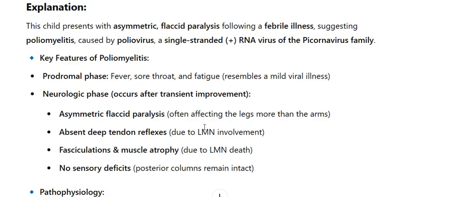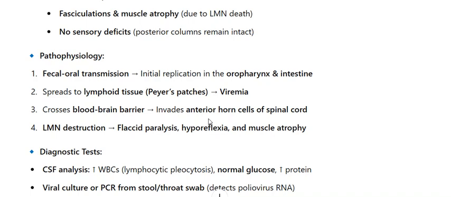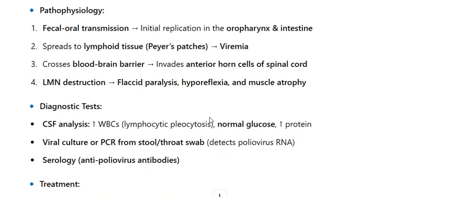Pathophysiology. 1. Fecal-oral transmission, with initial replication in the oropharynx and intestine. 2. Spreads to lymphoid tissue, Peyer's patches, causing viremia. 3. Crosses the blood-brain barrier and invades anterior horn cells of the spinal cord. 4. LMN destruction, leading to flaccid paralysis, hyporeflexia, and muscle atrophy.